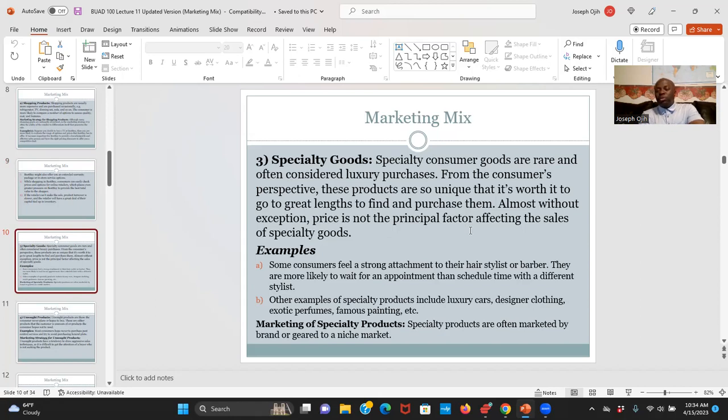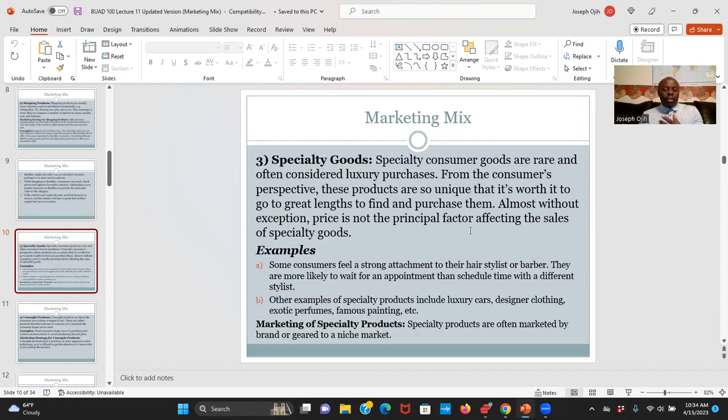Almost all specialty goods, the price is high, and of course the salary of principal is high too. But people who normally buy specialty goods are usually the well-to-do, and they buy them not really minding the price because they believe that it has quality, it can serve other purposes.